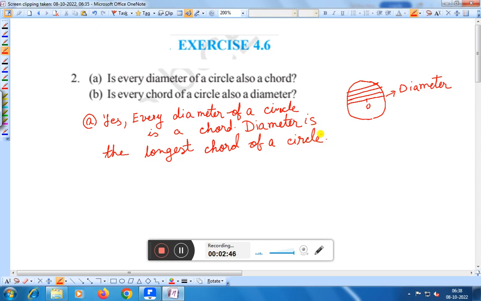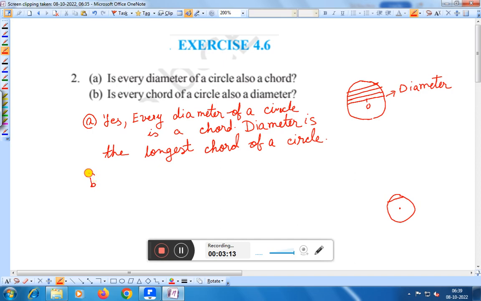Question number B. Is every chord of a circle also a diameter? Suppose this is a circle. This is the center of the circle. Suppose this is a chord. Is it a diameter? No. The chord will be a diameter when it passes through the center of the circle. That means, is every chord of a circle also a diameter? The answer is no.